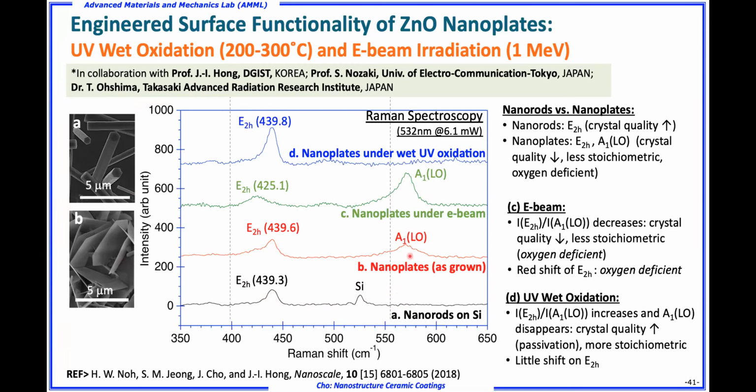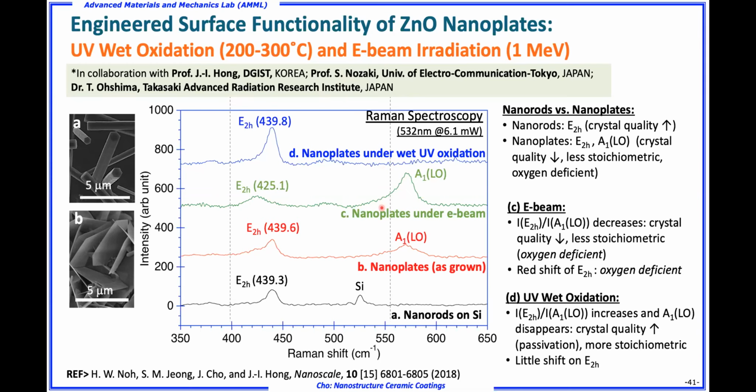But this very broad peak appearing here indicates that this is very oxygen deficient, so lots of oxygen vacancies. That indicates that this nanoplate is much more defective compared to the nanorod case. Then we have two different surface modification processes. One is high energy electron beam irradiation at 1 MeV, done at the Takasaki Advanced Radiation Research Institute. And then the nanoplate was also exposed to wet UV oxidation. This experiment was done at Professor Nozaki's laboratory.